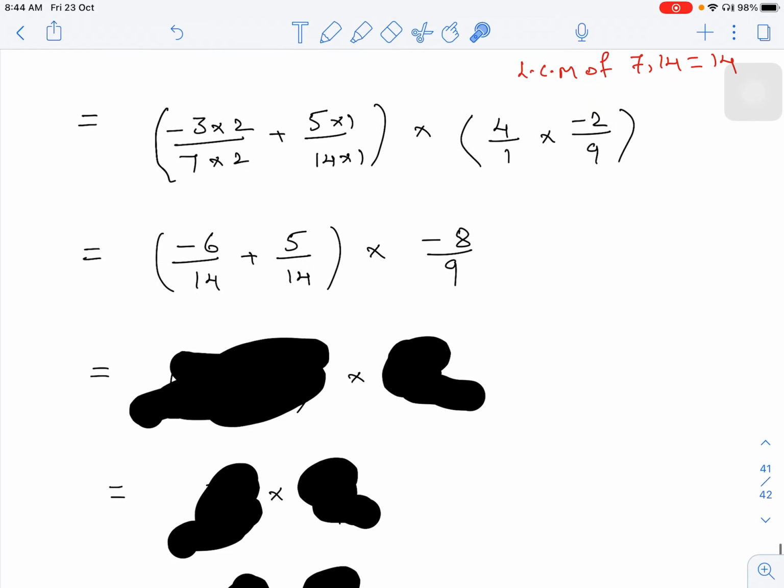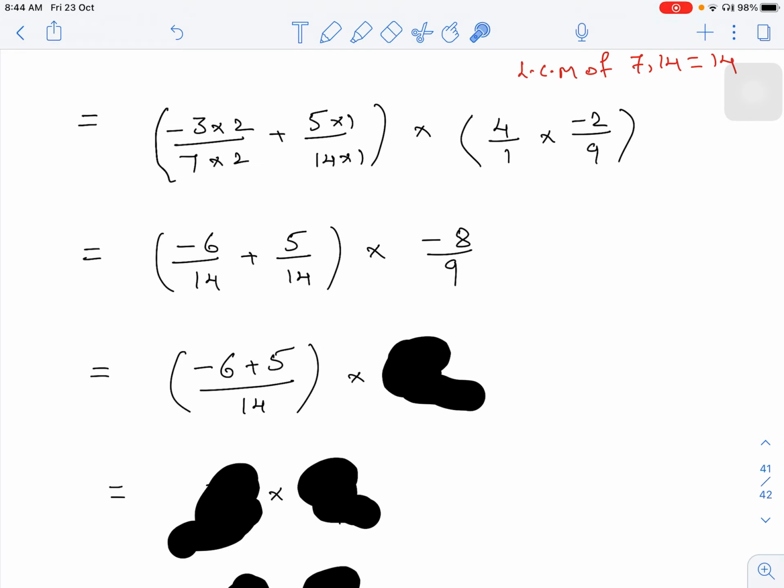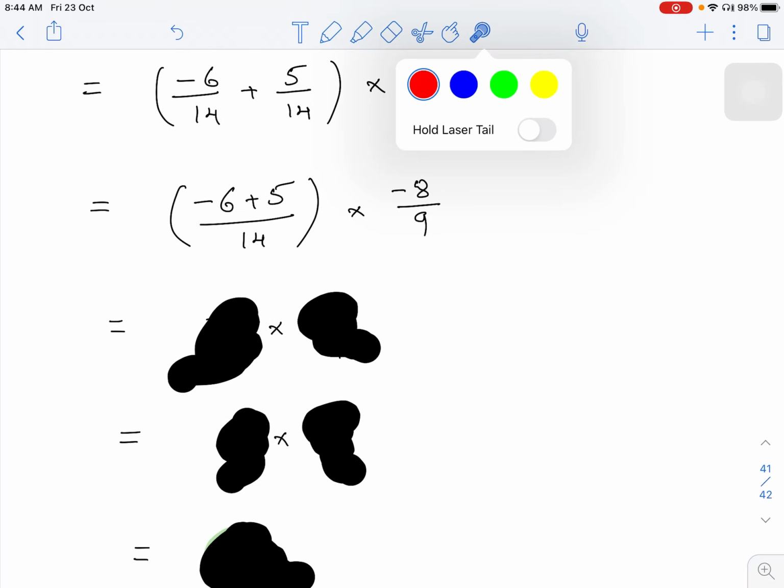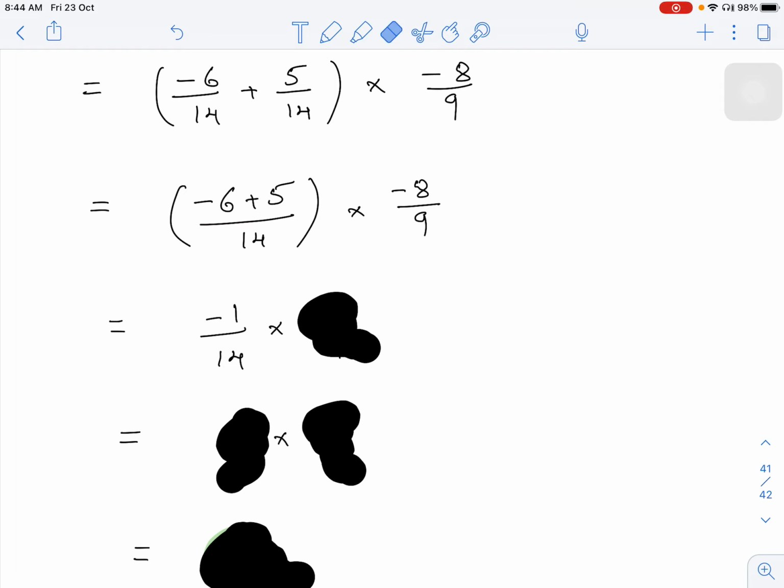Okay. Now here both the numbers have the same denominator, so we will write it only once. What do you get in the next step? We get minus 6 plus 5 upon 14, into minus 8 upon 9. Now the numbers have opposite signs, so there will be subtraction of numbers. So minus 6 plus 5 will be minus 1, upon 14, into minus 8 upon 9.